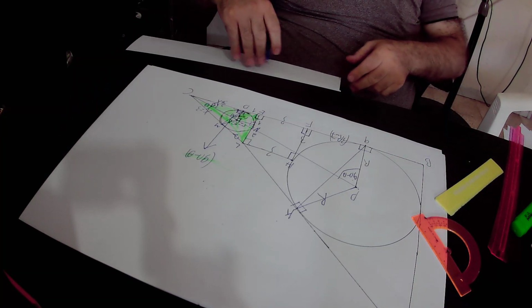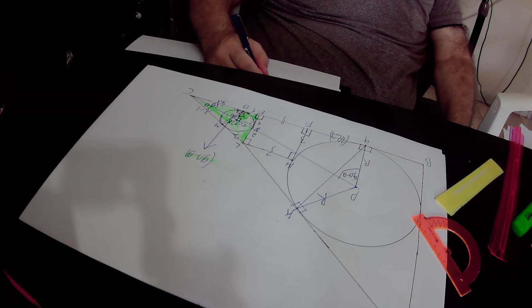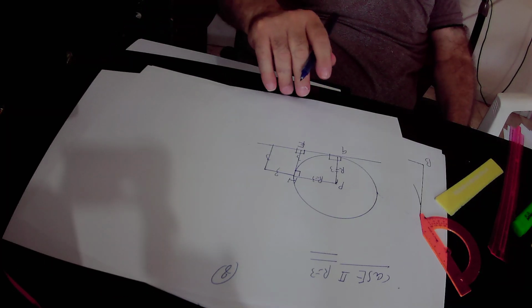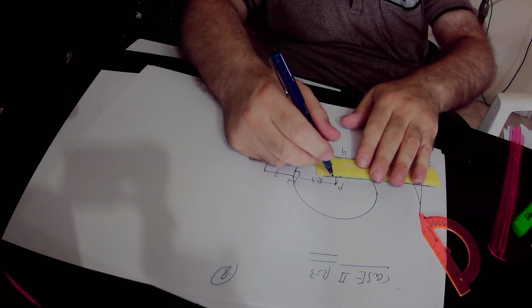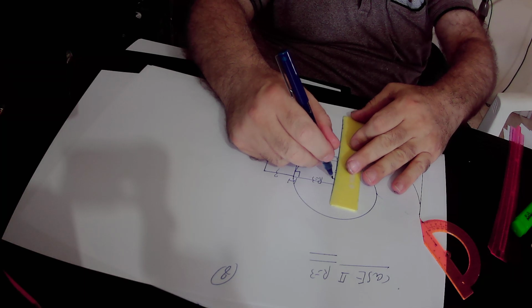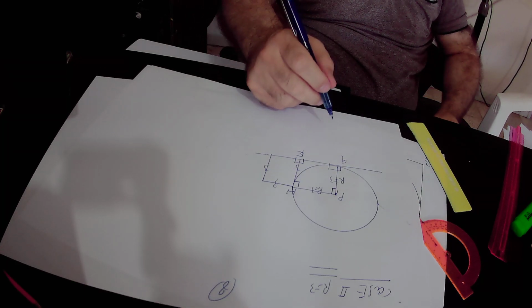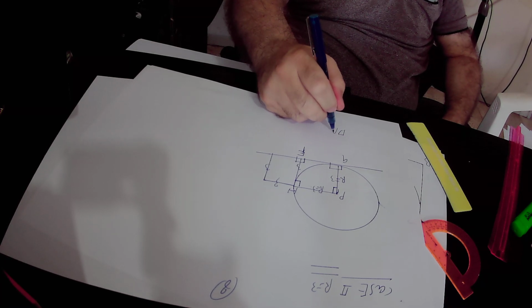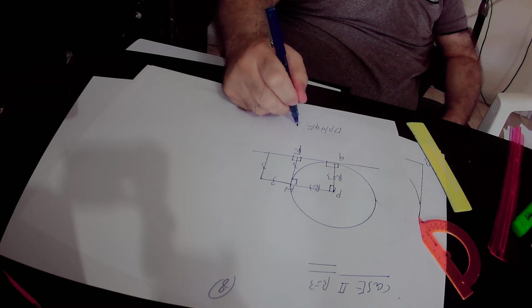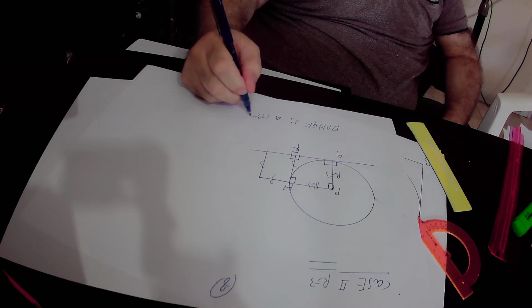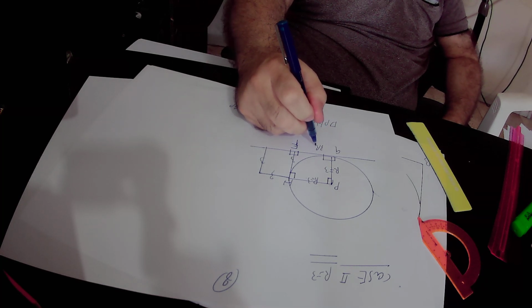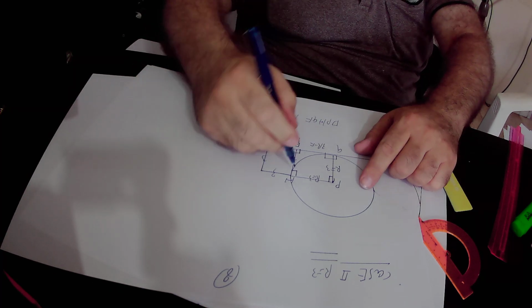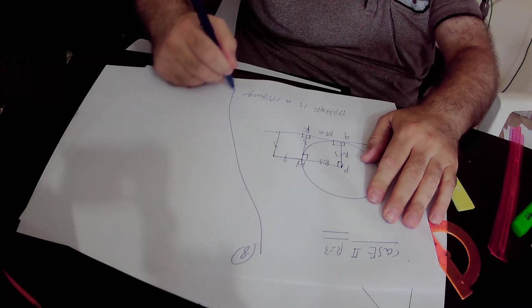So actually, here inside quadrilateral PHQF, we have 1, 2, 3 right angles. Therefore, the fourth angle must be also equal to 90 degrees. So inside quadrilateral PHQF we have 4 right angles, therefore quadrilateral PHQF is a rectangle, because it has 4 right angles. And we know that the opposite sides of a rectangle are equal to each other. That is to say, PH is equal to QF.